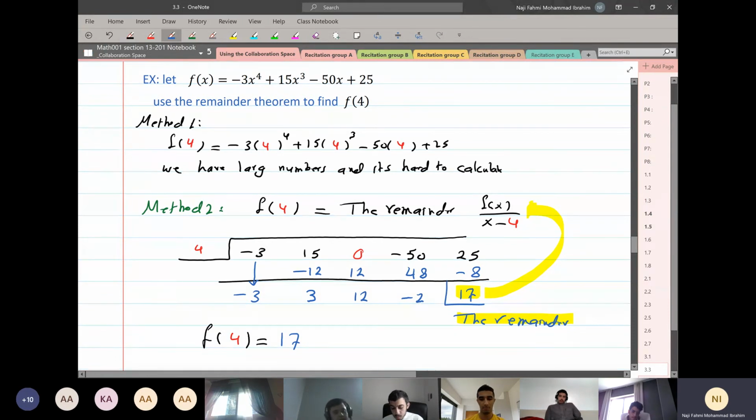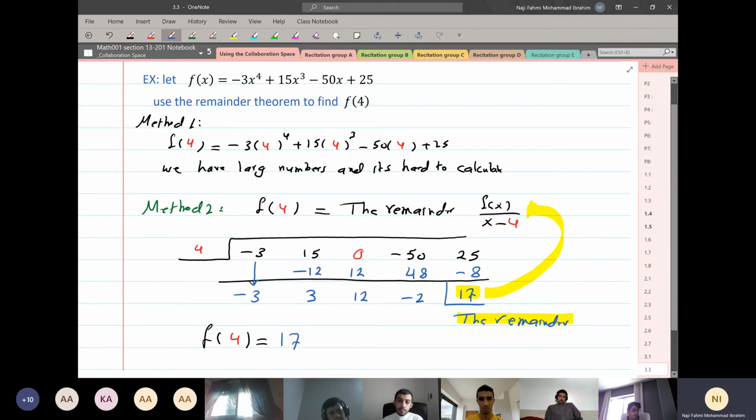So as you can see, we have two methods to find f of 4, either by direct substitution or by the synthetic division. In this example, the synthetic division was easier because the direct substitution gives me large numbers. In a different example, maybe the substitution is easier.